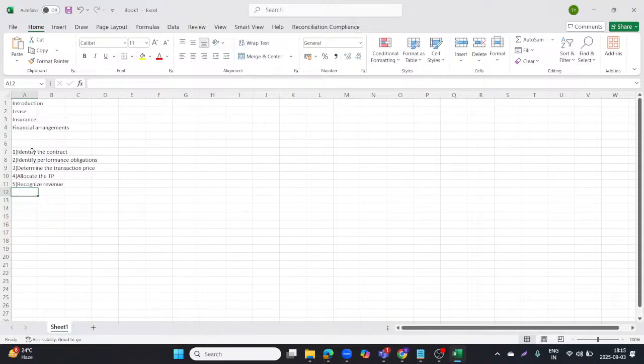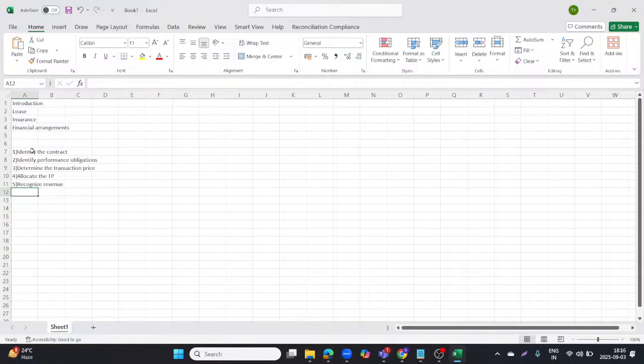So step 1. Under step 1, that is identify contract, the parties have approved the contract which creates enforceable rights and obligations. Then the entity can identify each party's rights. Here the entity can identify the payment terms for the goods or services. The contract has a commercial substance. It is probable that the entity will collect the consideration to which it will be entitled.